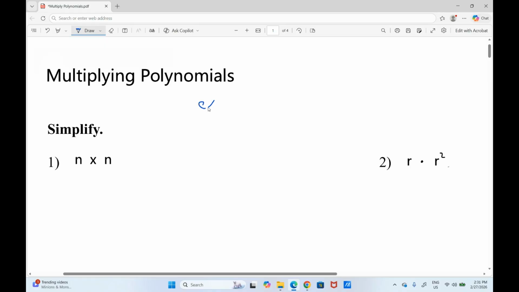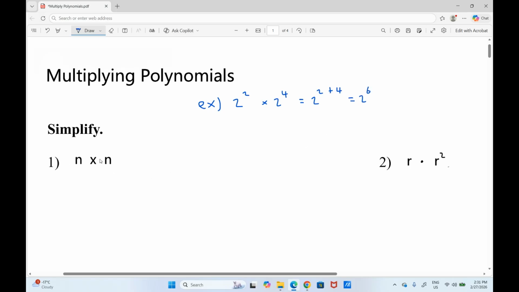So recall when I had, let's say, 2 to the power of 2 times 2 to the power of 4. When I have the same numbers with the same base, which is 2 and 2, what I can do is just add the exponents together when I multiply them. So this would just be 2 to the exponent of 2 plus 4, which is 6, so I get 2 to the power of 6 here.